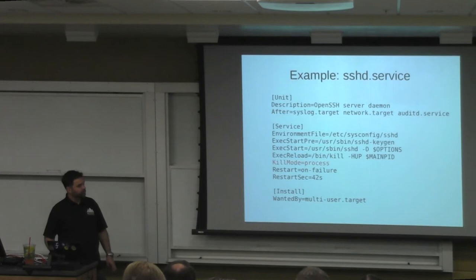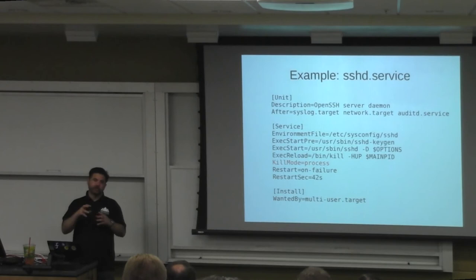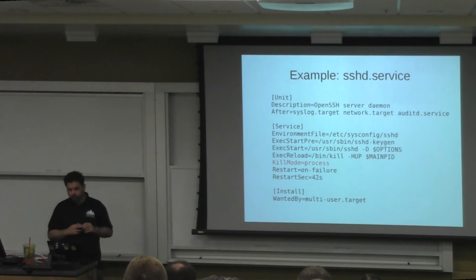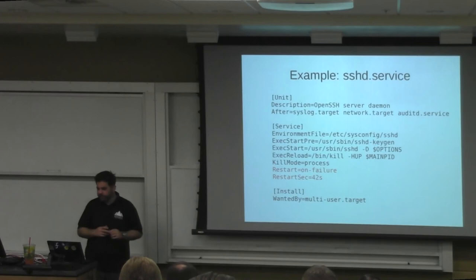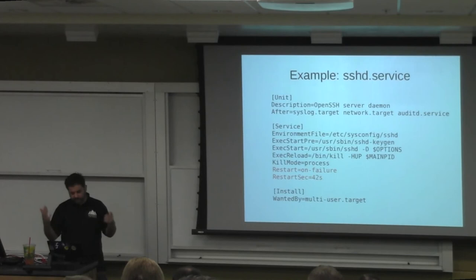Kill mode can be control-group. If the service is managed by systemd as a cgroup, you can define control-group as the kill mode. You can also use process. You can say none if you don't want systemd to kill the service. Restart on failure. That way, if sshd crashes, systemd will automatically restart it, which is handy. So you can do on-success. I'm not really sure why you'd want to restart it on success, but that's an option. On-failure, on-watchdog, on-abort, or always.